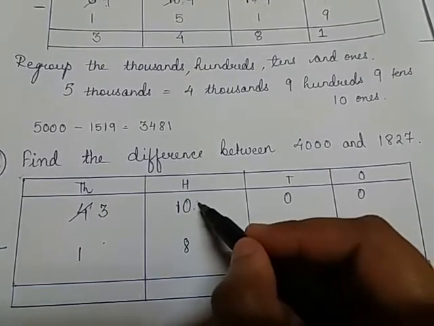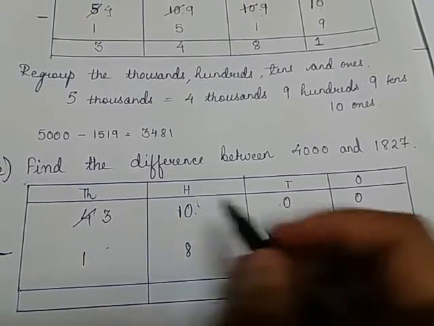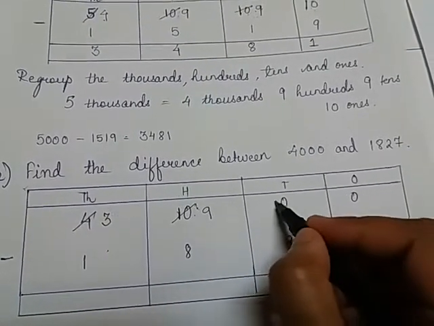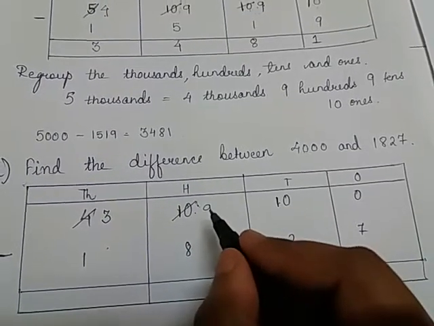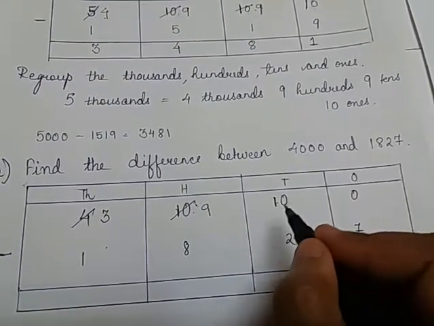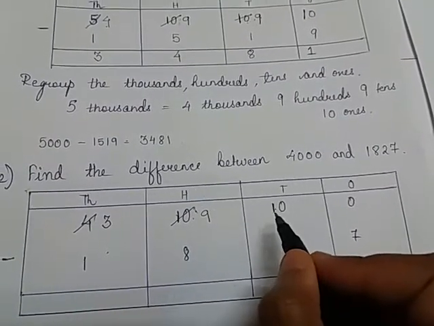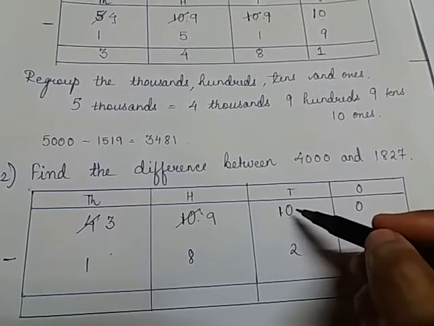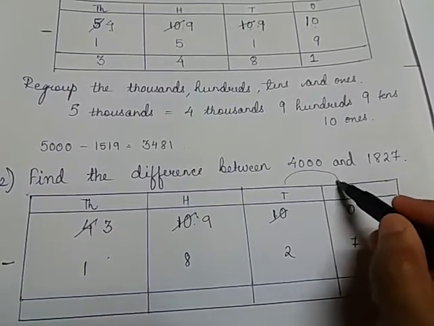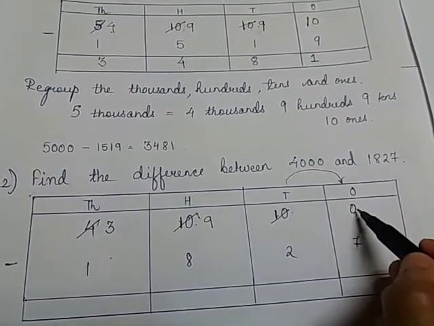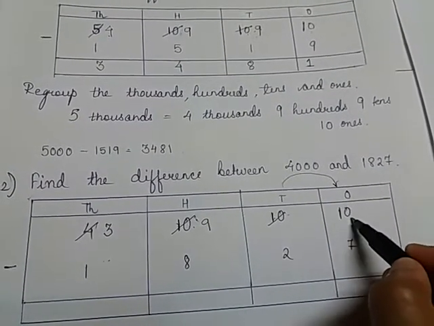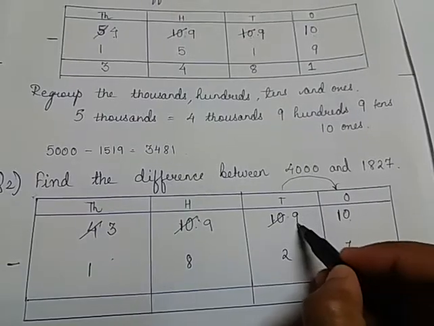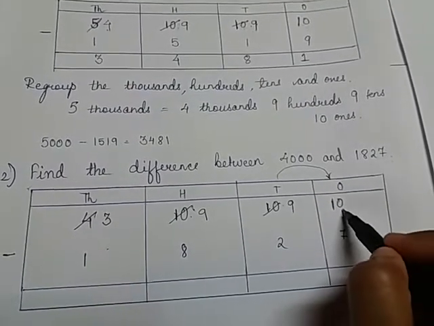Now I will take 100 from here and I will put it here. So when I take 100 from here, it will become 9 and this will become 10. Why? How can we take 100 and put it here? Because we know 100 is equal to 10 tens. That's why. So now from here we will take one more ten and put it here. 1 ten is equal to 10 ones. That's why we are going to put it here and this will become 10. When I shift 1 ten here, this will become 9 and here we will get 10.